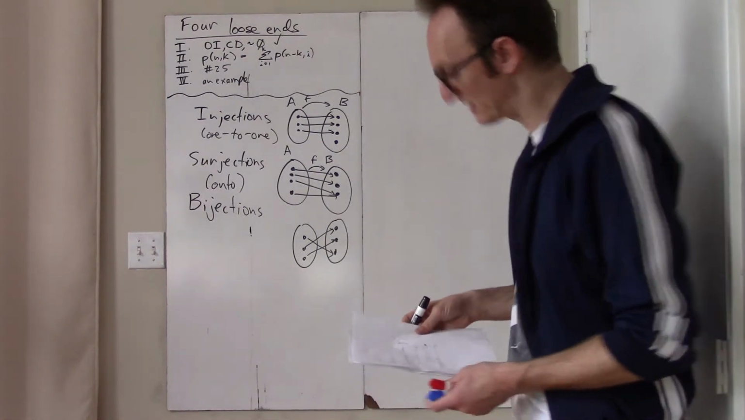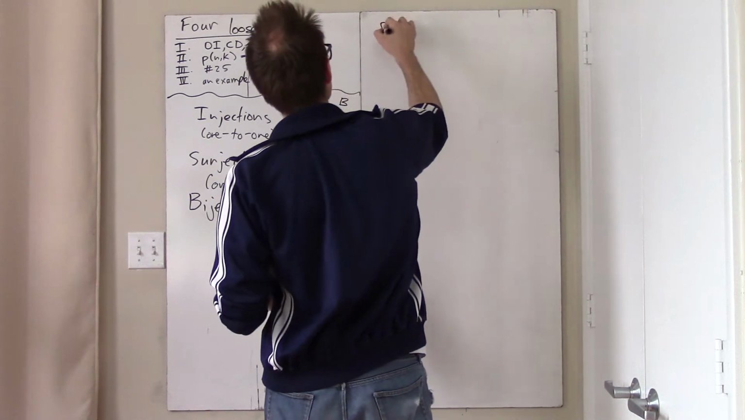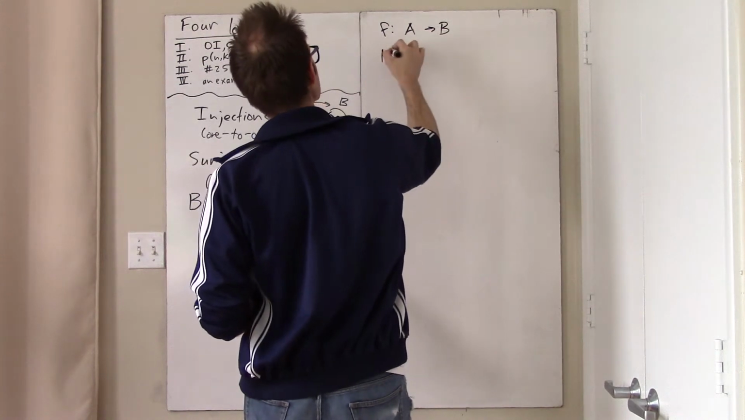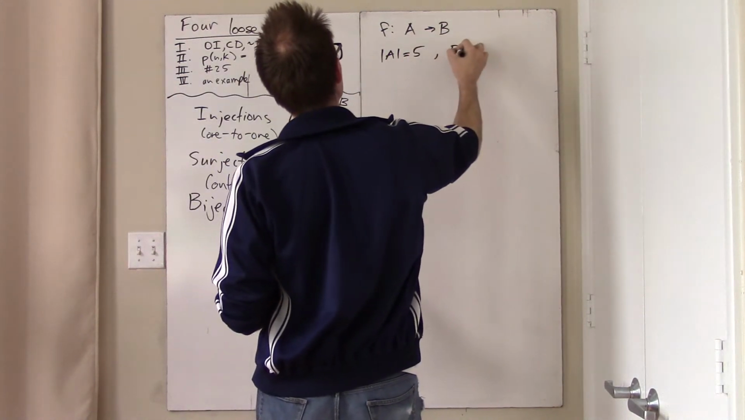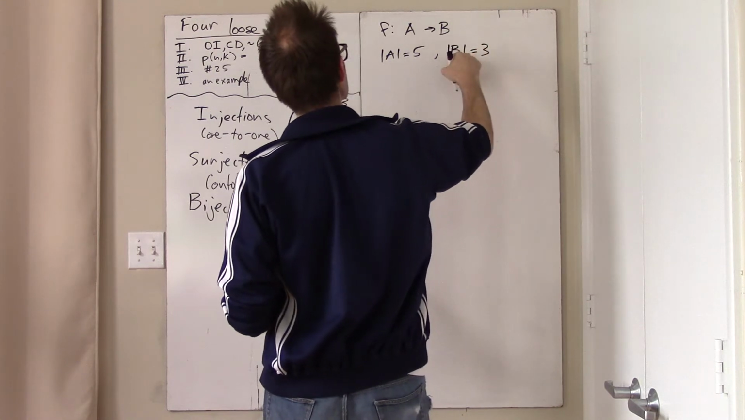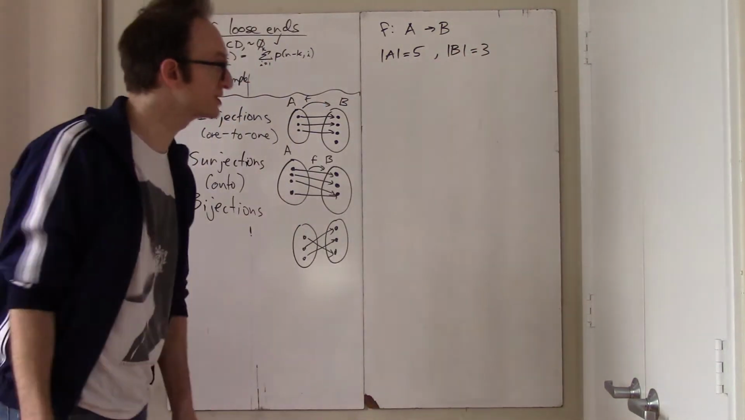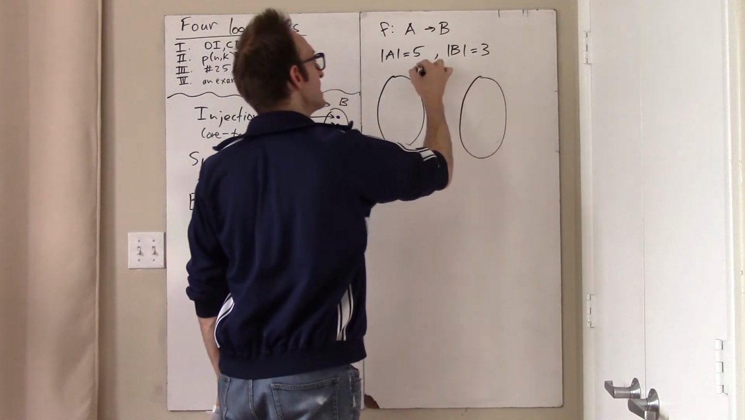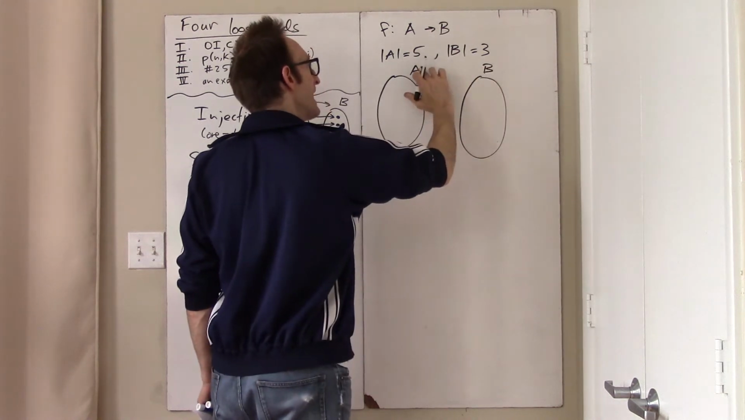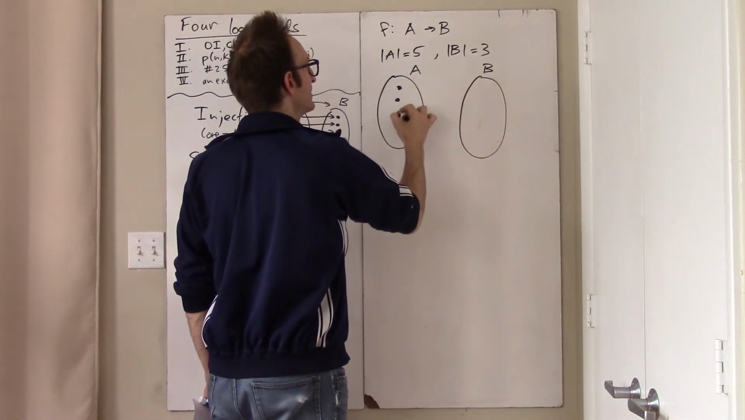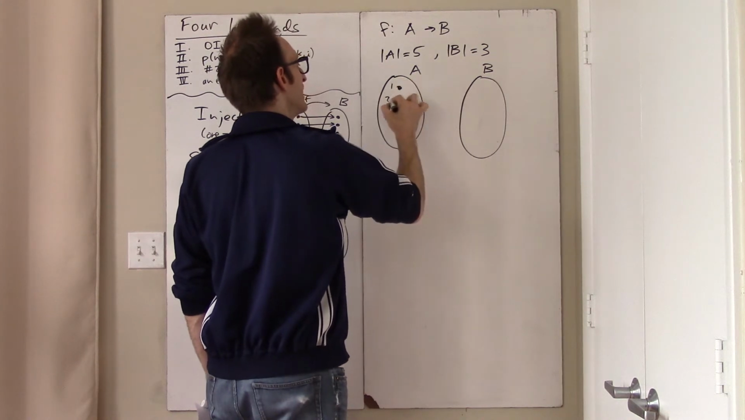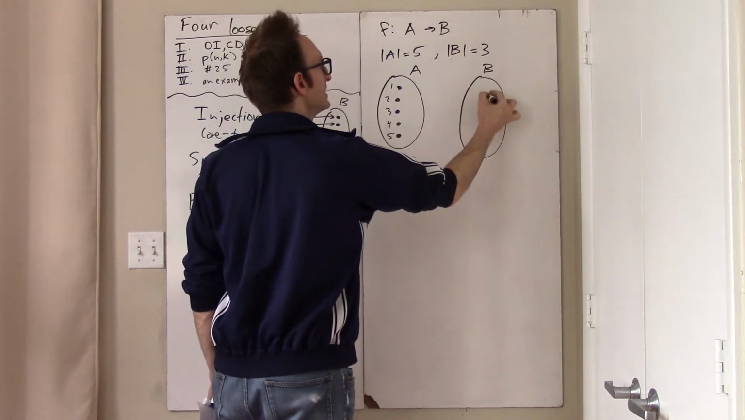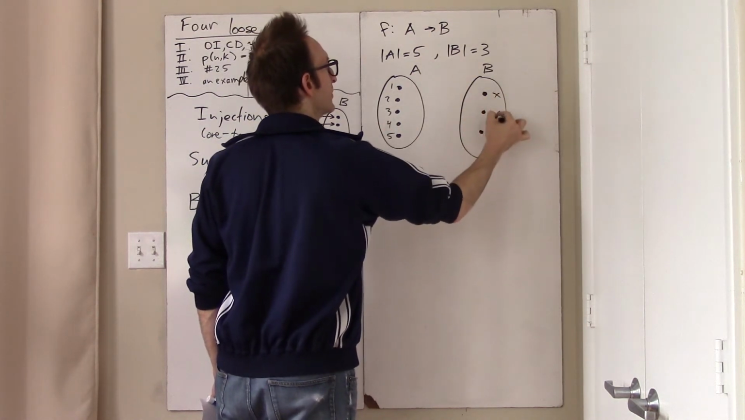Okay, so I gave as an exercise, imagine that we have some function from A to B, and A has 5 elements, and B has 3 elements. The question is, how many injections, surjections, and bijections are there? We can make a picture of this. Here's A, here's B, and here are the 5 elements in the domain. Let's just call them 1, 2, 3, 4, 5. And there are 3 elements in the codomain. Let's call them x, y, and z.